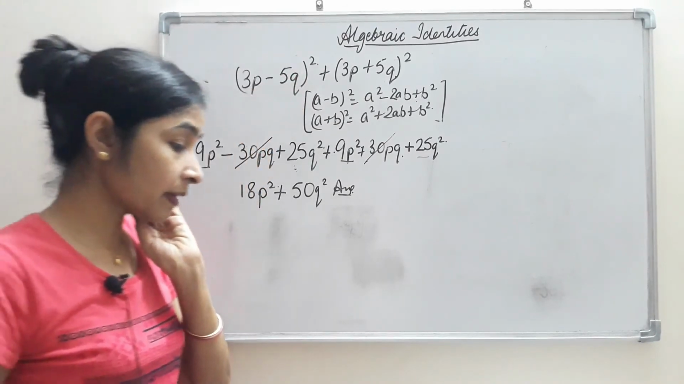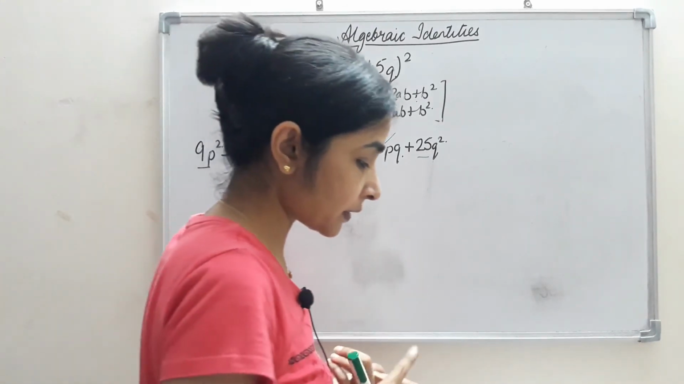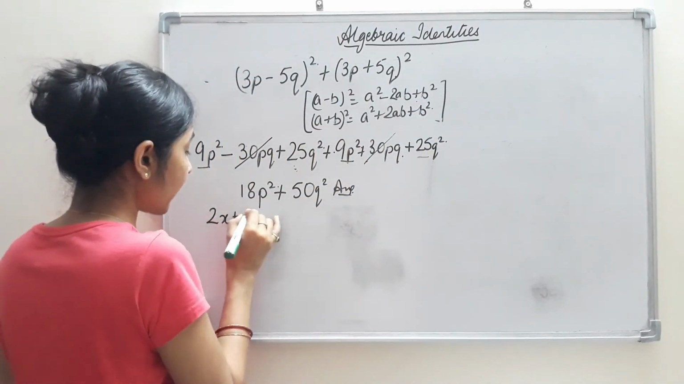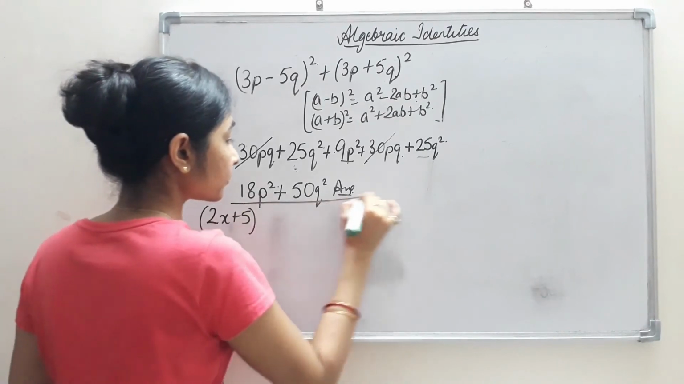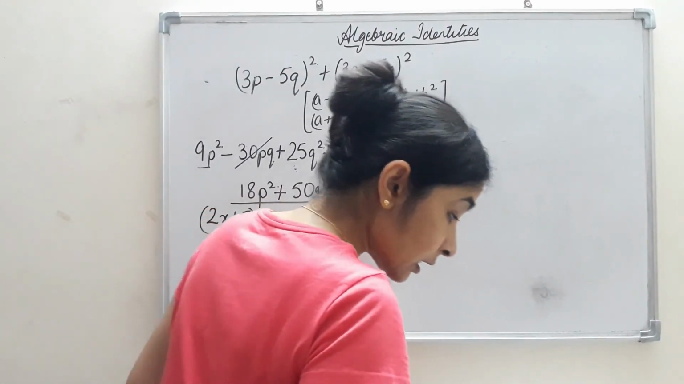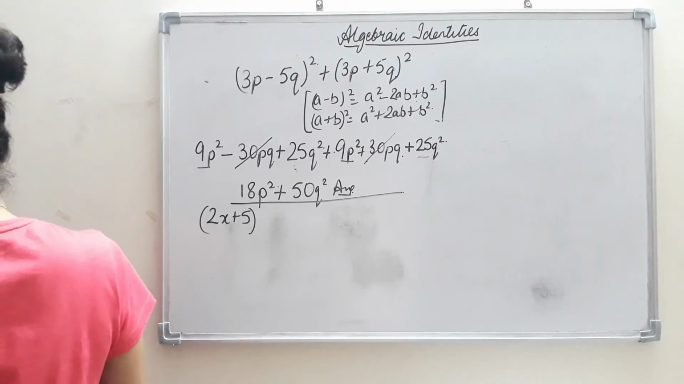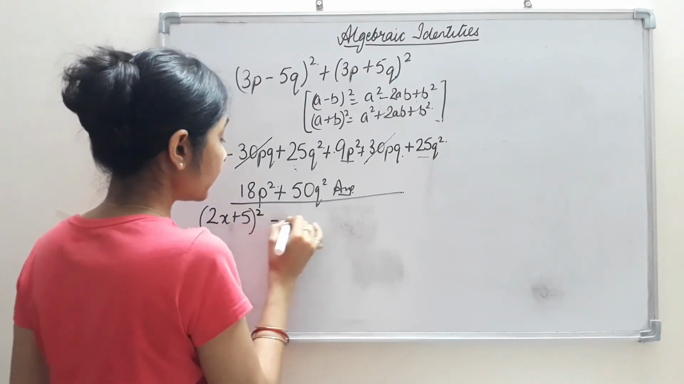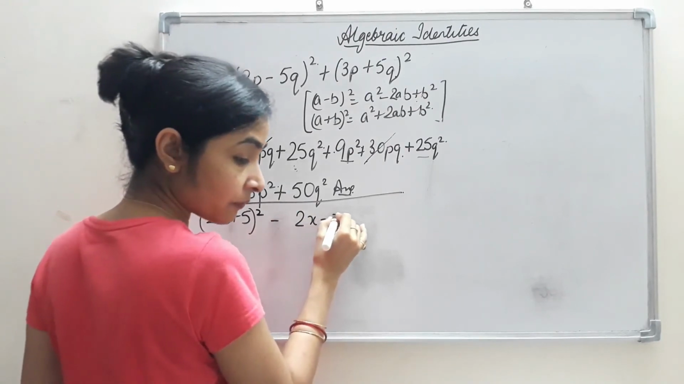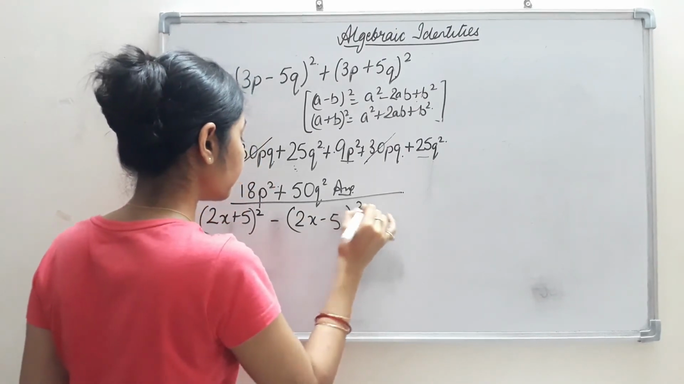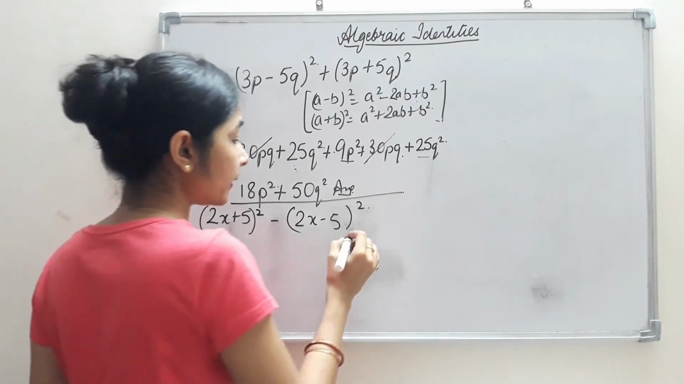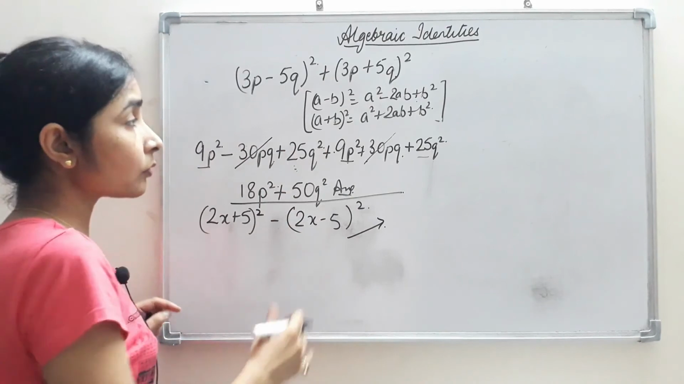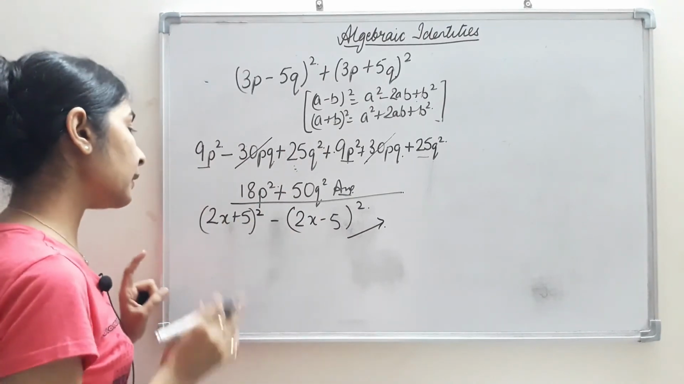But in case there is a minus sign in between, then let us take an example related to it also. We are having (2x plus 5) whole square minus (2x minus 5) whole square. Again both the identities we are supposed to use here, so just write the identities. I am not going to write it again, but you are supposed to write the identity every time you solve it.